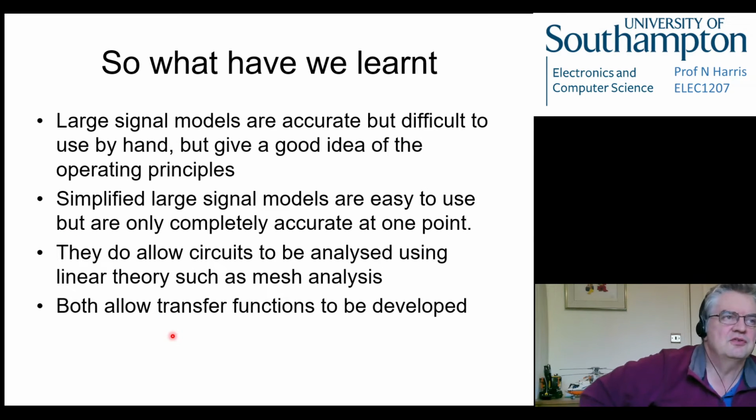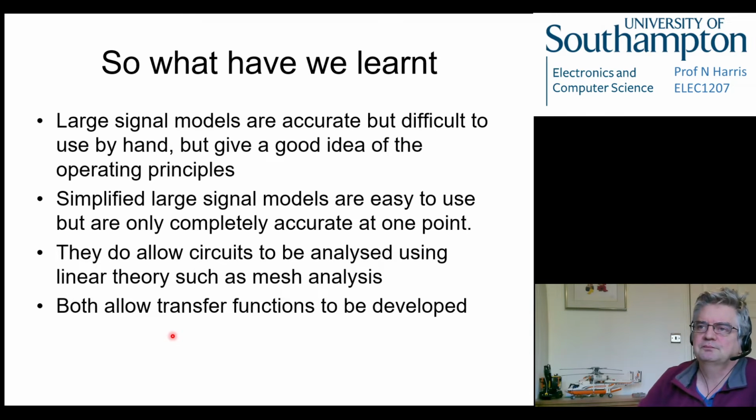So what have we learned in this so far? The large signal model we looked at is accurate but difficult to use by hand because it's got that diode in it, which is an exponential, and no one likes doing exponential calculations on a piece of paper. So we tried to simplify it. There's a simplified large signal model. It's easy to use, as we've seen, in terms of allowing us to apply linear theory, and so the maths becomes just simple algebra. But they will only be completely accurate at one particular point, because the straight line and the original curvy line will only ever cross at one point. That's just the nature of it.